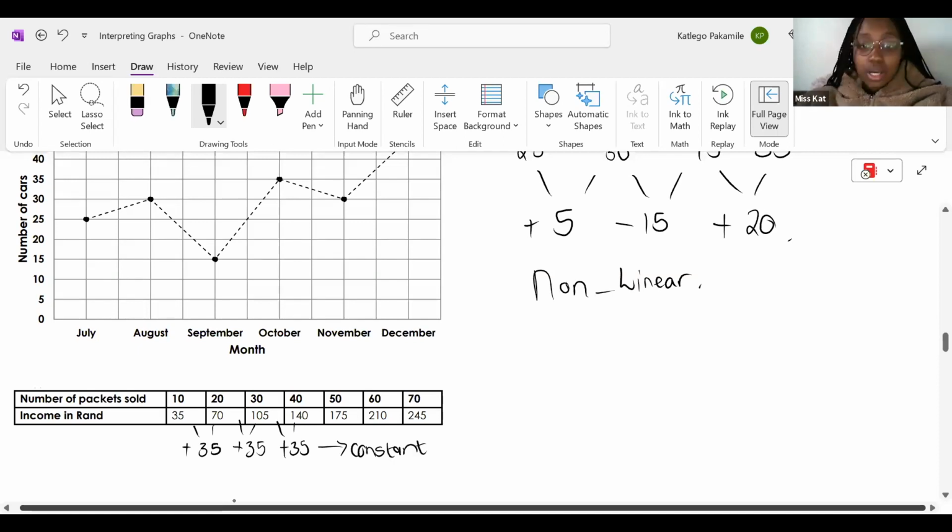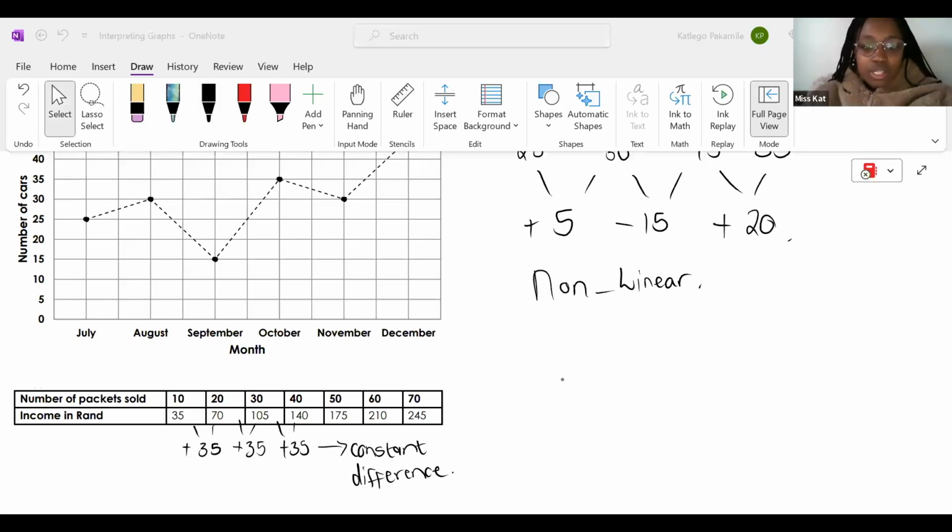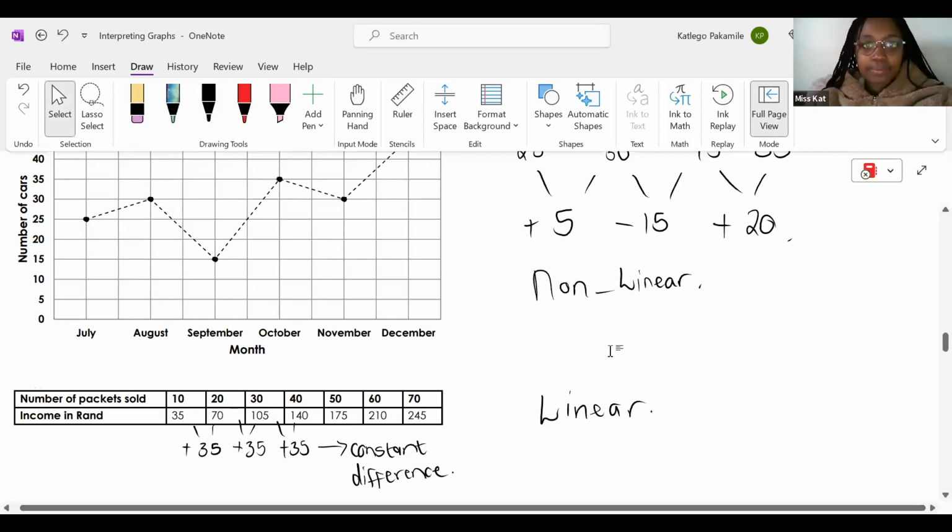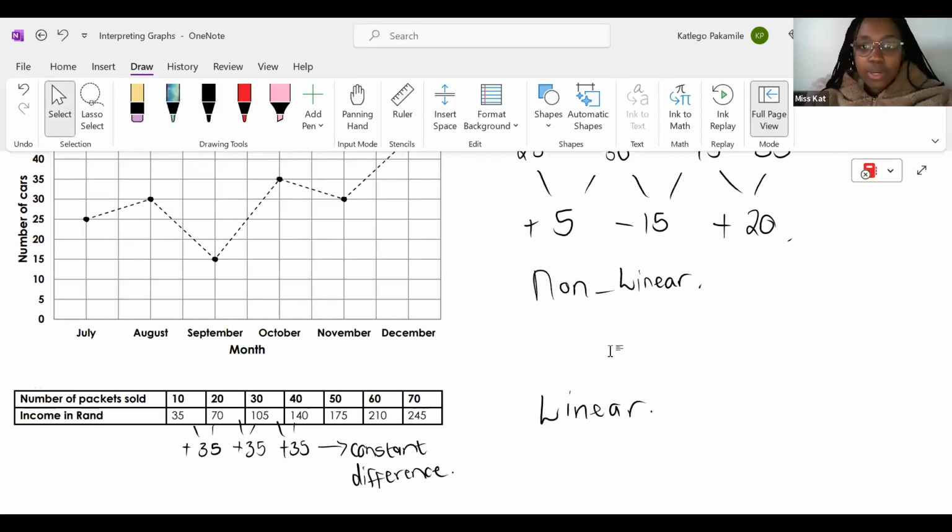Constant, oh my gosh, I need to change where I sit so that my handwriting doesn't look the way it does. Constant difference. There we go. See, guys, so this is linear. I am hoping I didn't lose anyone on the way. This would be linear.